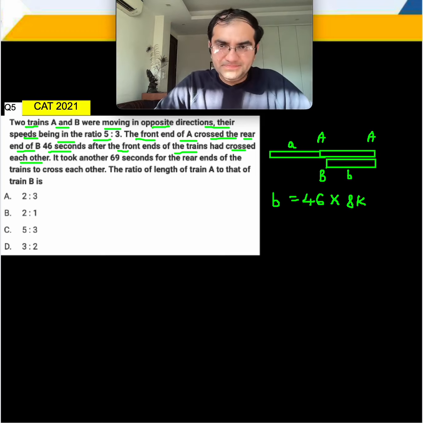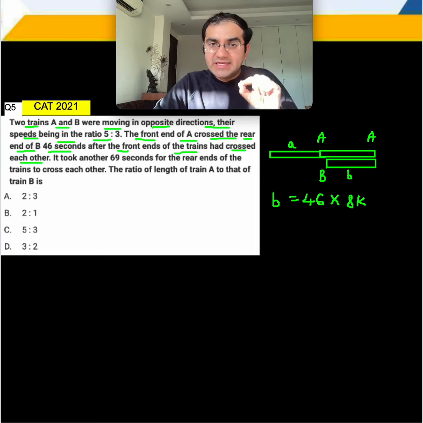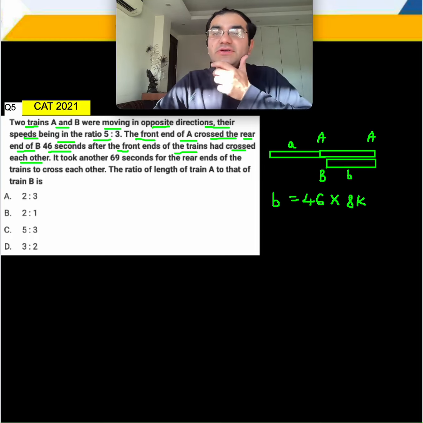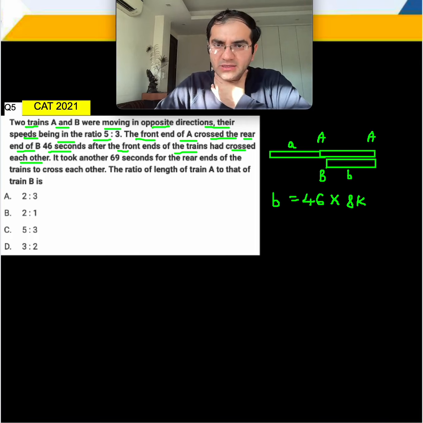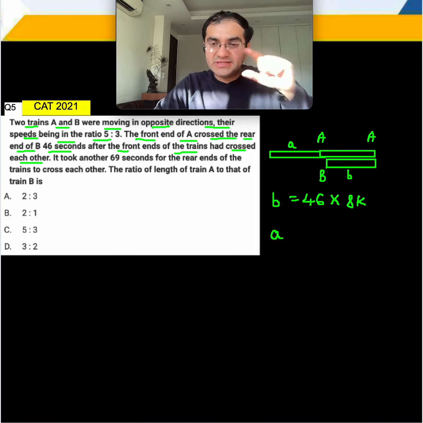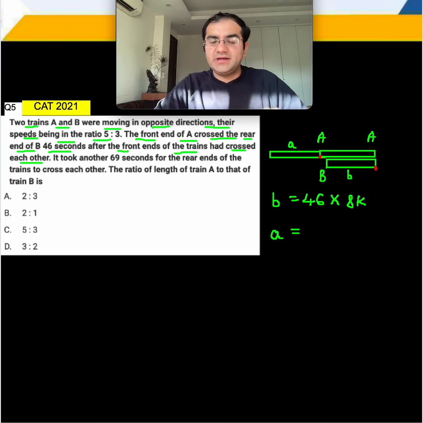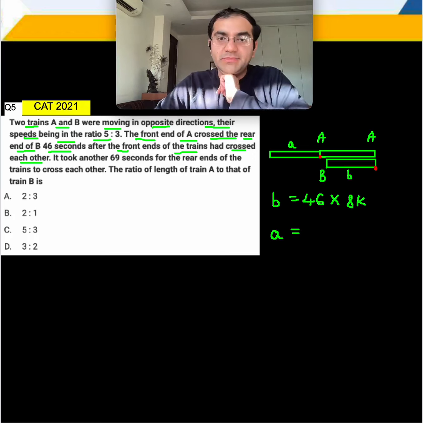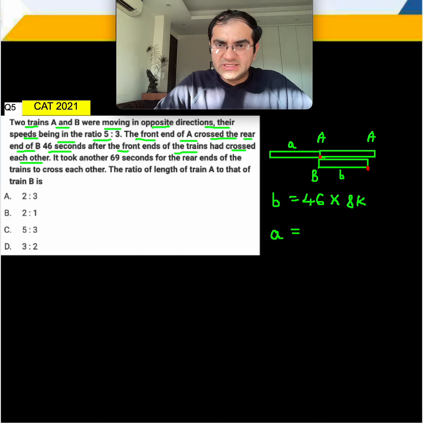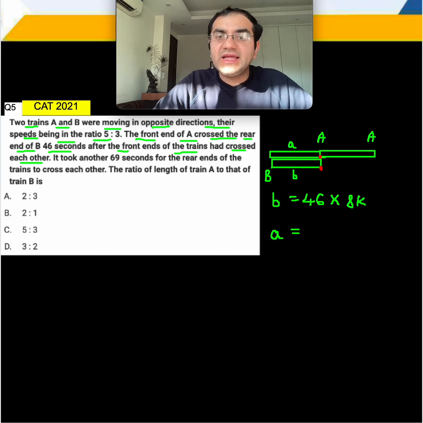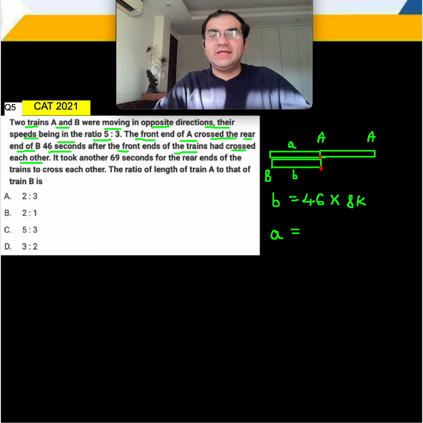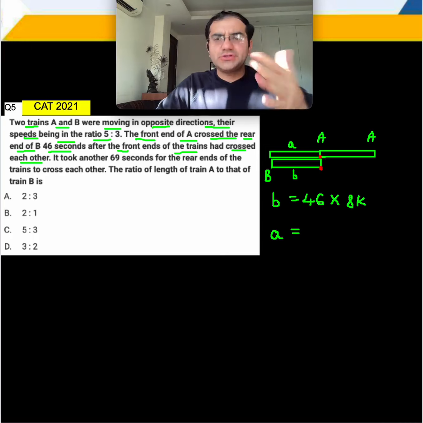That's the first case. It took another 69 seconds for the rear ends of the trains to cross each other. Let me mark the rear ends of the trains. Another 69 seconds means from this particular point, A's rear end, B's rear end. Now I'm going to move train B so that the rear ends cross each other. Watch this. What is the distance that train B is covering? It is covering the distance of train A, or the length of train A, relatively, of course.